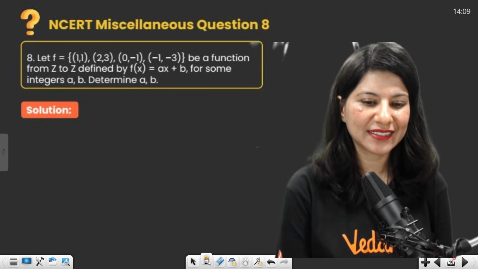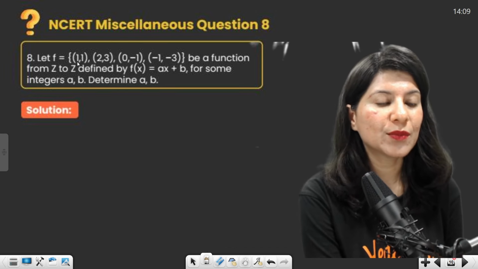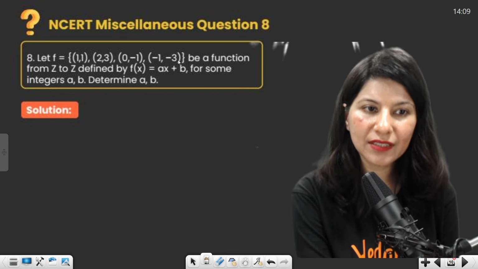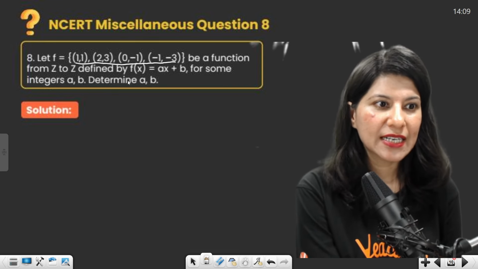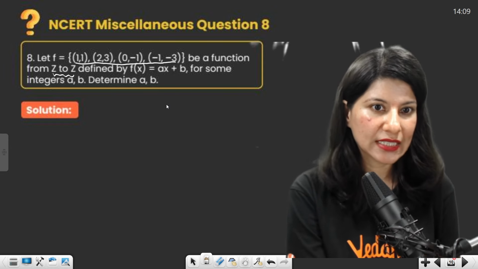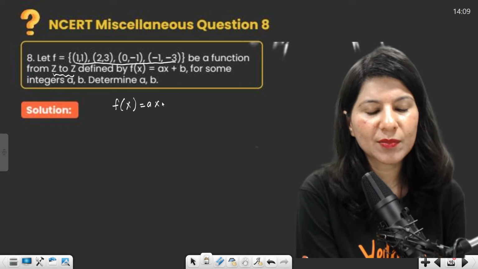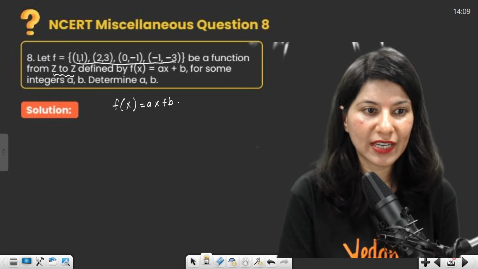Congratulations. All right. Next question, which is question number 8. f is equal to the ordered pairs (1, 1), (2, 3), (0, -1). Okay, so basically 4 ordered pairs are given in the function, and this is a function defined from Z to Z, that means integer to integer. Now, the function is defined by f of x equals ax plus b, and we need to determine the values of a and b. Okay, all right.